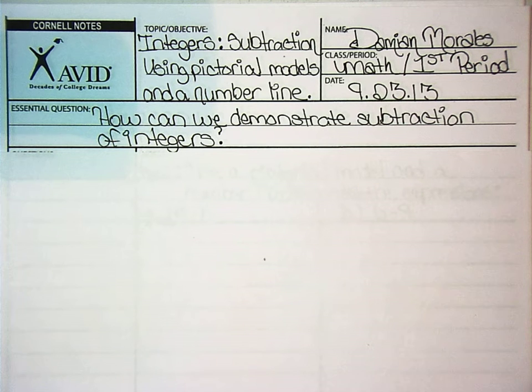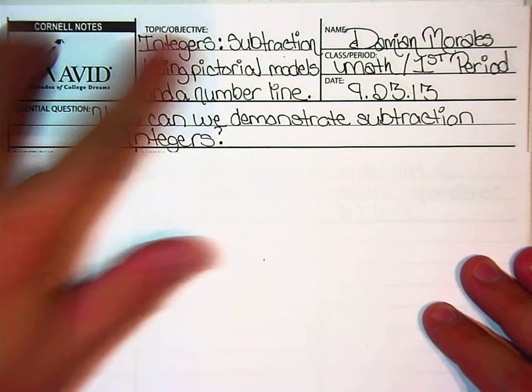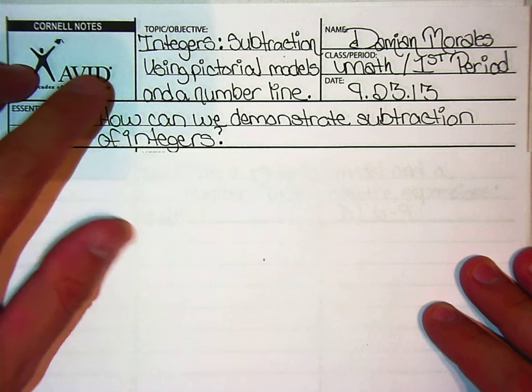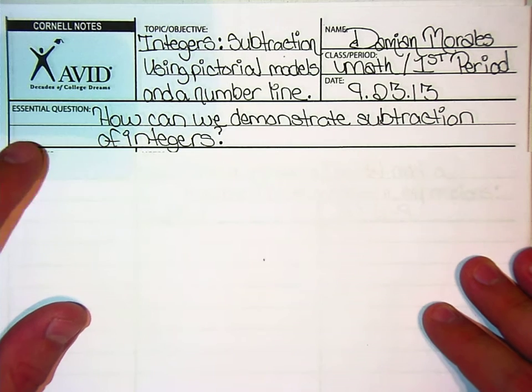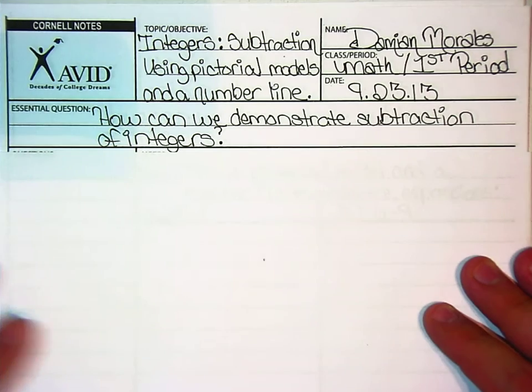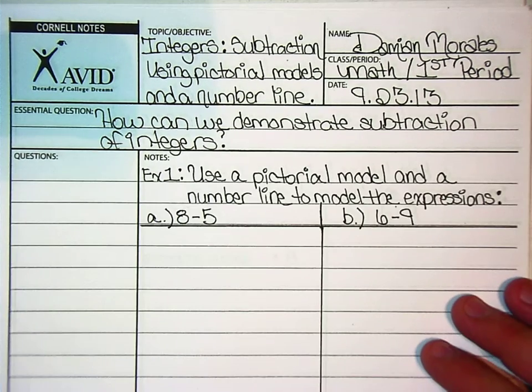This second set of notes now begins with integers, and this time we're dealing with subtraction. We will be using pictorial models and a number line. The essential question for today is, how can we demonstrate subtraction of integers? So let's begin with our first example.